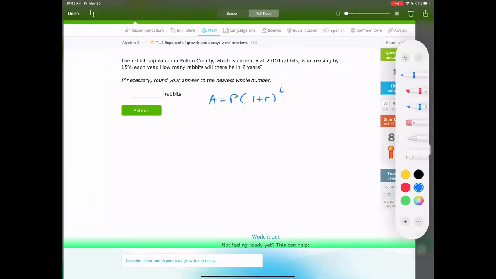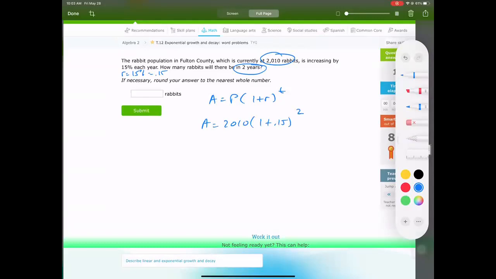We're going to increase our population. Our rate is at 15%, which is 0.15. We want to figure out how many rabbits will be there after 2 years, with an initial population of 2000. A is equal to 2000 times 1 plus 0.15 to the number of years, 2.